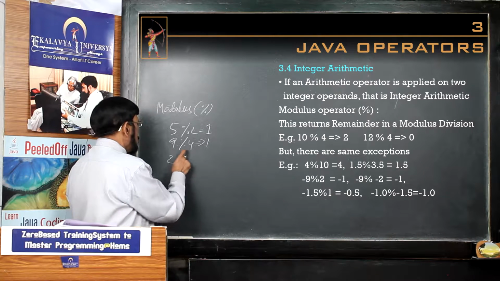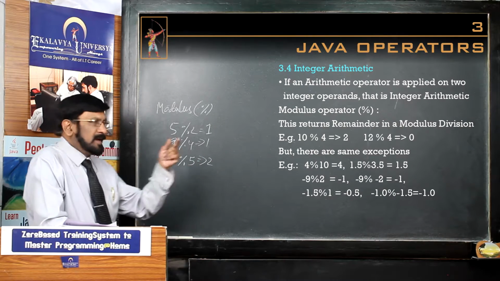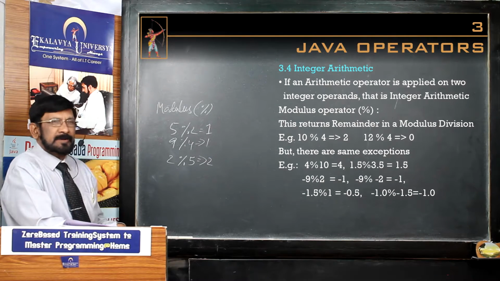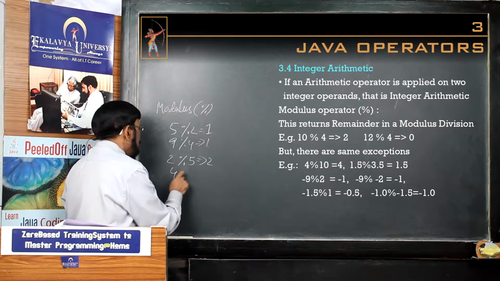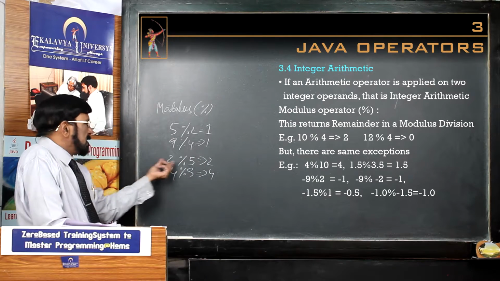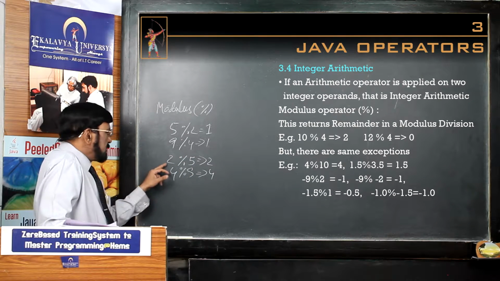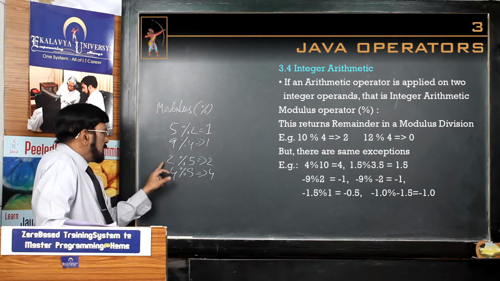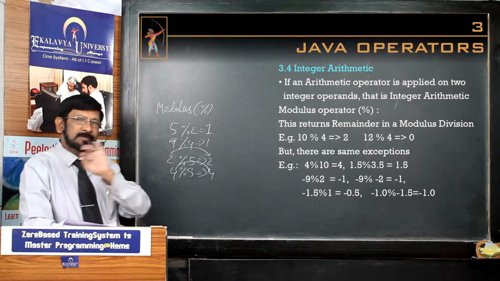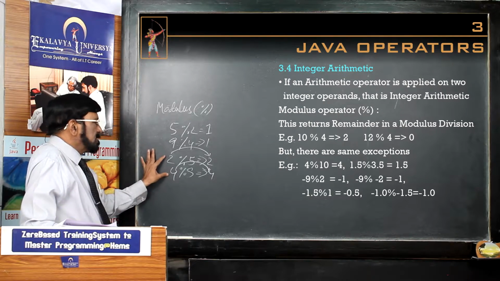Now 2 modulus 5, and the result is 2. If you call it a remainder, you are confused here. That's why don't call it a remainder operator. So 4 modulus 9, 4. What principle can you draw out of that? If the numerator is lesser than the denominator, the numerator itself is the result. That point always you note down. Then you will never be confused. If you call it a remainder operator, here you are confused.